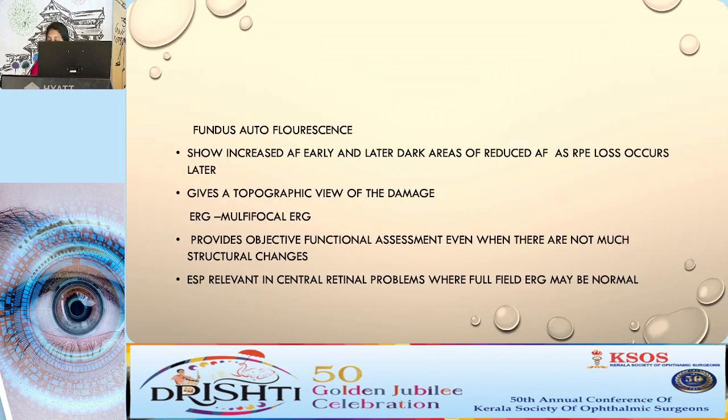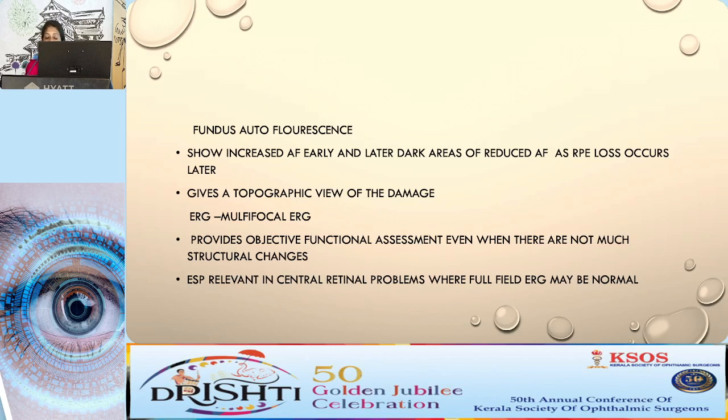Fundus autofluorescence is another important investigation that you have to do, which shows increased autofluorescence early and later dark areas of reduced autofluorescence as the RPE loss occurs later. This gives a topographic view of the damage.